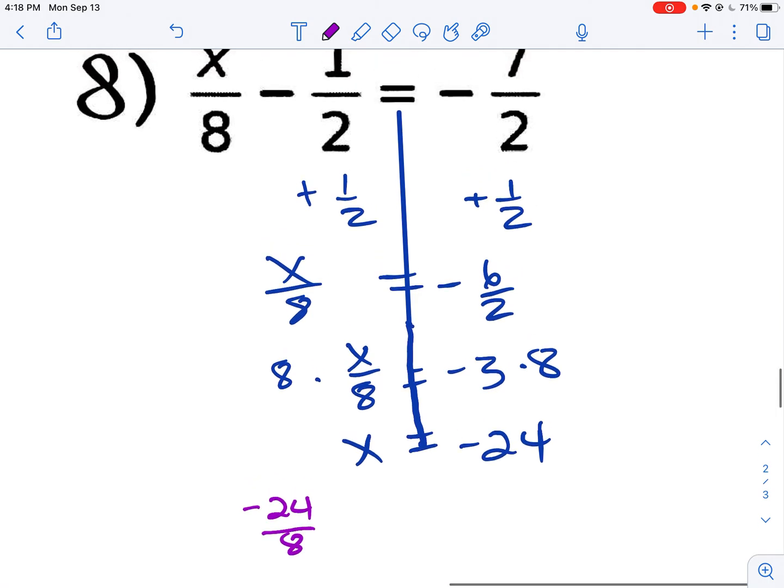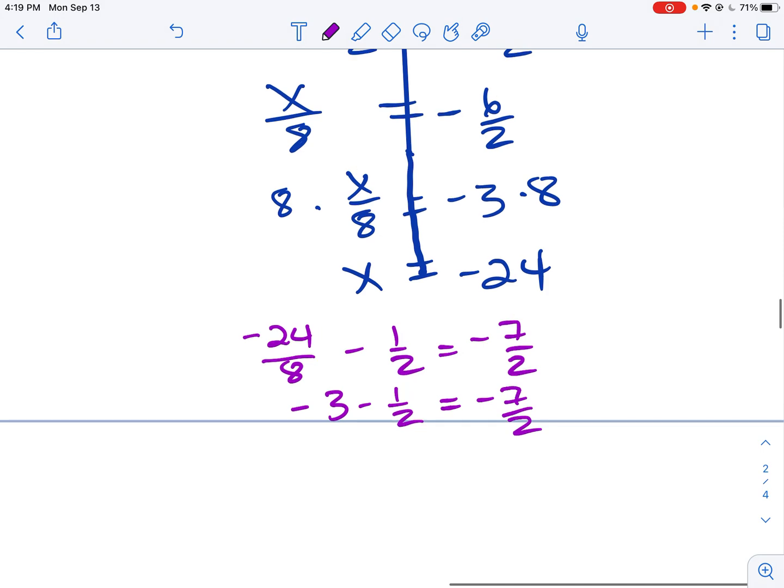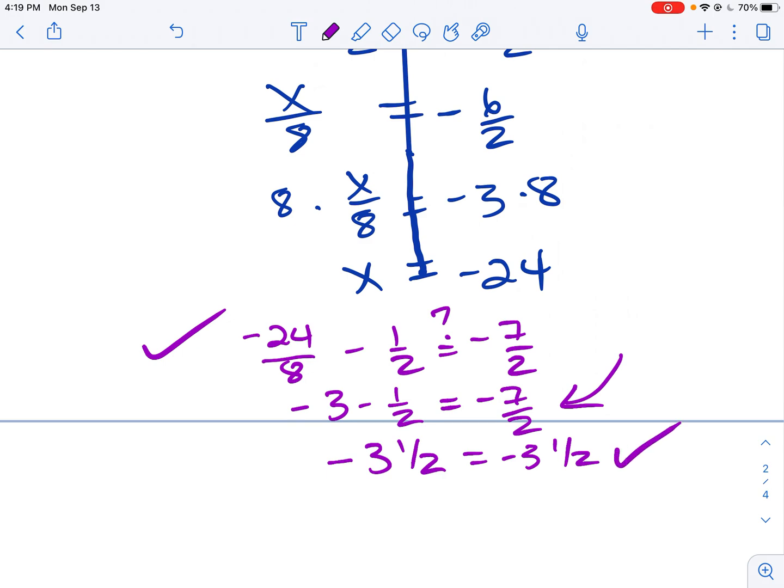So then I get negative 24 over 8 minus 1/2 equals negative 7 over 2. So negative 4, nope, try that again. Negative 3 minus 1/2 equals negative 7 over 2. Well, there are several ways I could do this. This is negative 3.5. And if I was to rewrite this as a mixed number, that would be negative 3.5. So it does work.